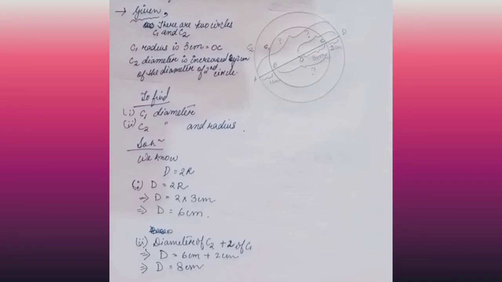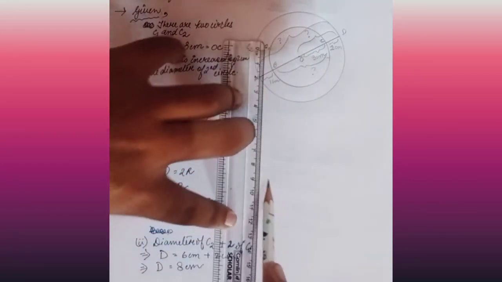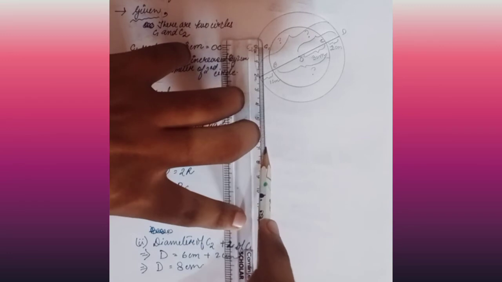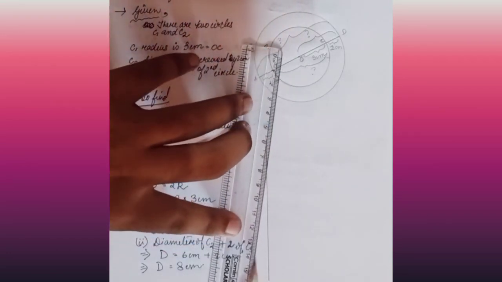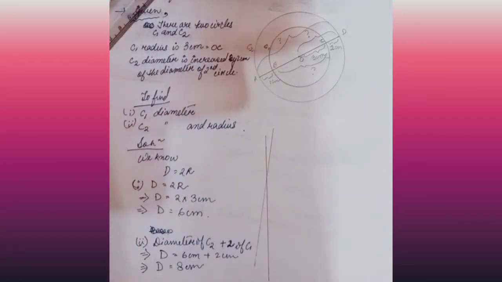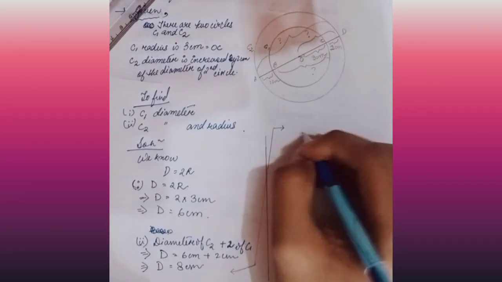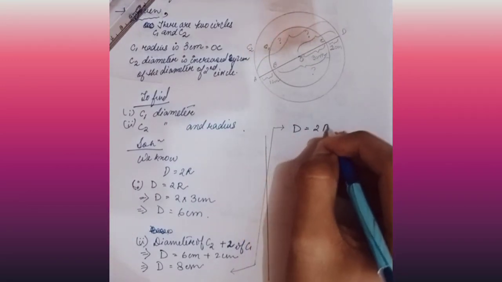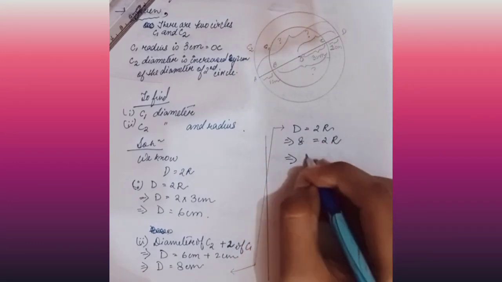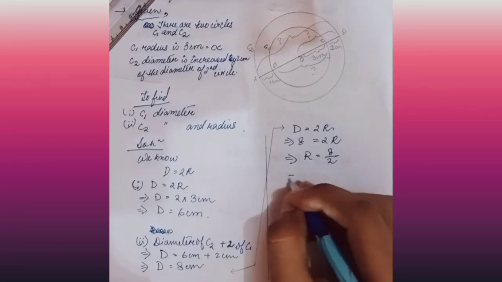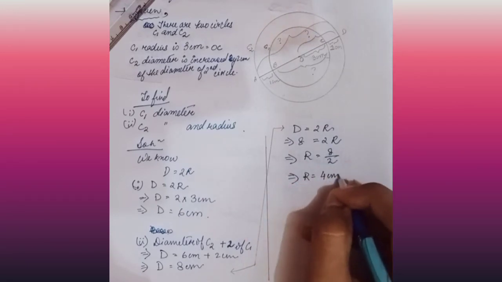Now since it will not be visible in the camera, I am drawing a line at the side, and you can continue like this from this part. Here it is coming, and after this D equals 2R will come here, then 8 by 2, which equals 4 centimeters.